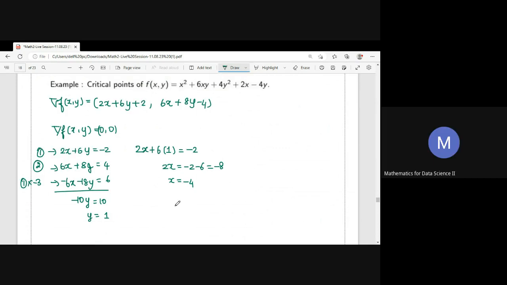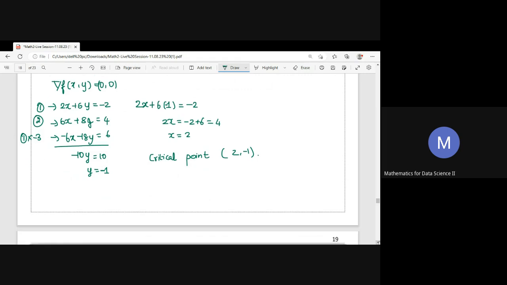So what is the critical point for this function? Minus 4 comma 1. Ma'am, y is equal to minus 1, so here we will also have minus 1. So 2x minus 6 equals minus 2, so plus 4. Thank you for pointing that out. X is equal to 2. So the critical point is 2 comma minus 1.